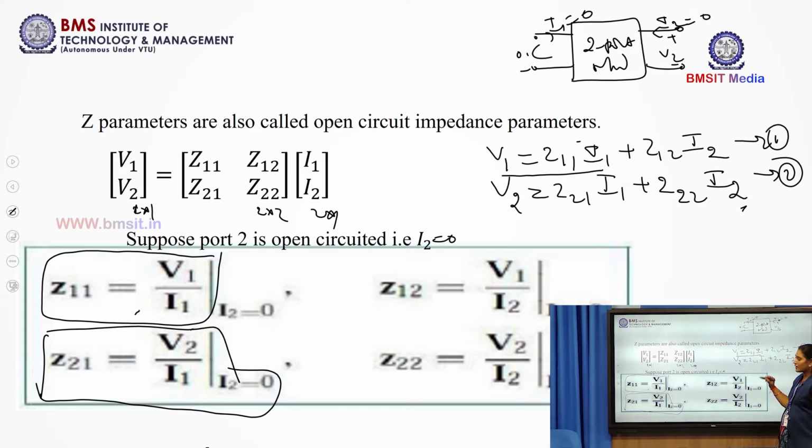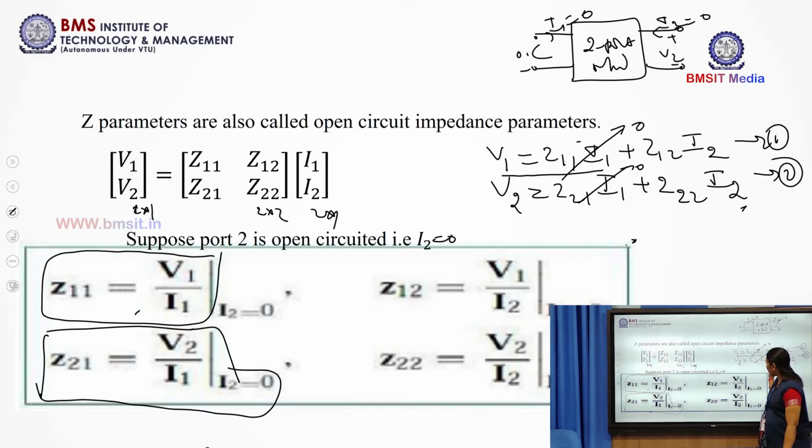So when I1 equal to 0, the Z11 term goes to 0. What is remaining? That is V1 equal to Z12 I2 and V2 equal to Z22 I2. So from the first equation, V1 equal to Z12 I2, we get Z12 equal to V1 by I2 provided I1 equal to 0. Similarly, Z22 equal to V2 by I2 provided I1 equal to 0.